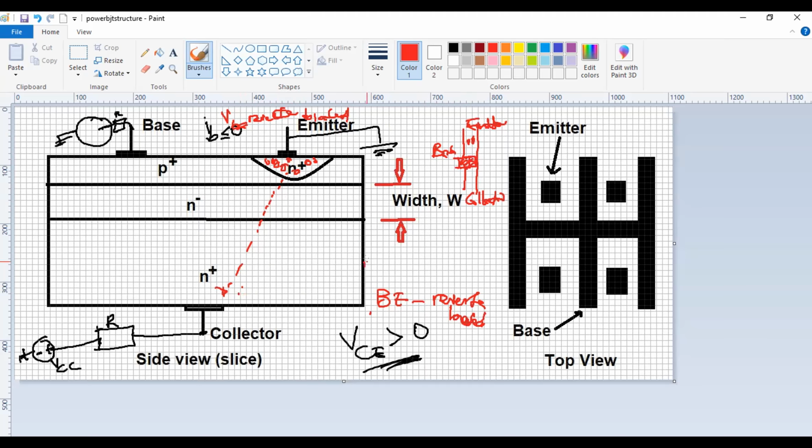So we are within the cutoff region. This one's obviously the easiest one to think about, that I basically don't even have to do anything with a base for this device to be off.